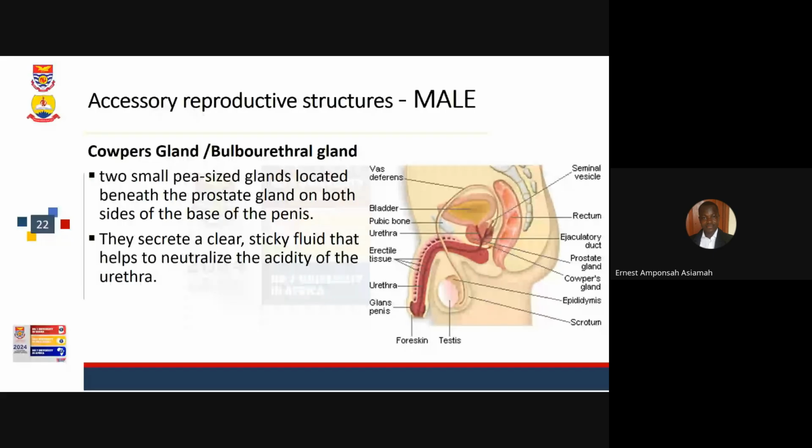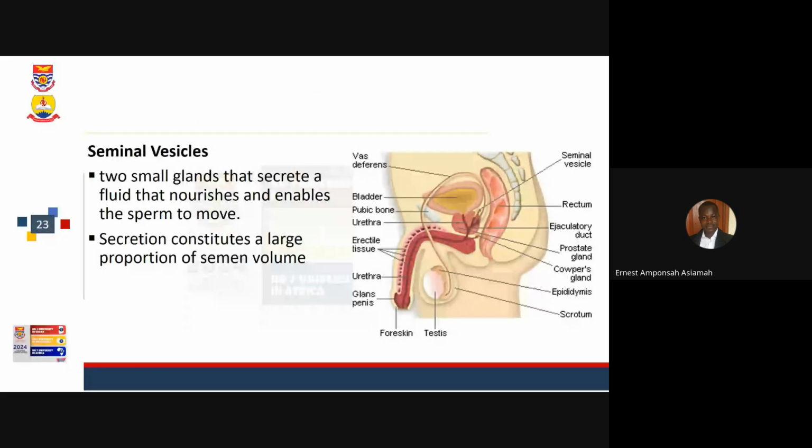Then we have the seminal vesicles. They are relatively larger than the bulbourethral gland, and they secrete a fluid that nourishes the sperm and enables it to move. They make the largest contribution to the volume of the semen, so their secretion constitutes a large proportion of the semen.